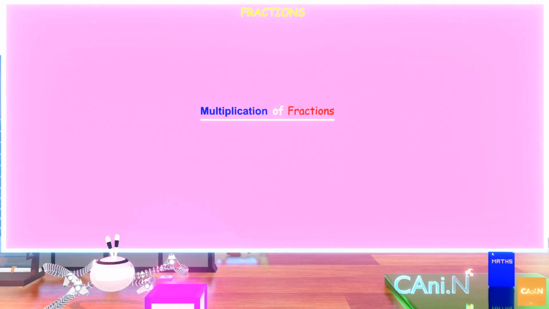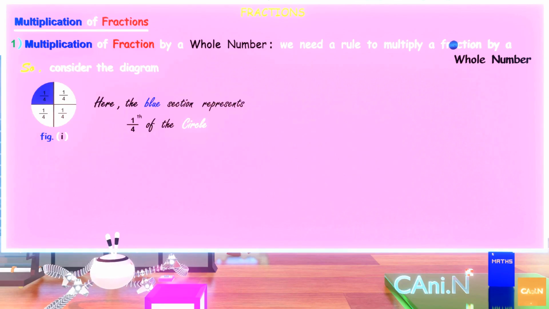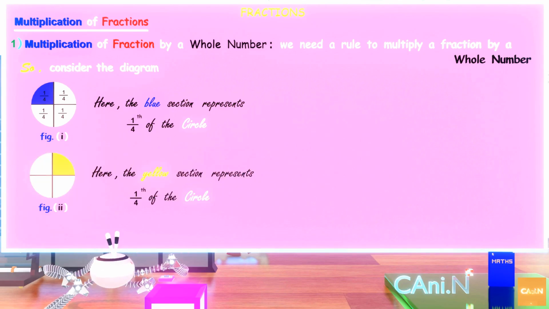Multiplication of fractions. Under multiplication of fractions: multiplication of a fraction by a whole number. We need a rule to multiply a fraction by a whole number. So, consider the diagram. Here, the blue section represents 1/4 of the circle. Here, the yellow section also represents 1/4 of the circle.